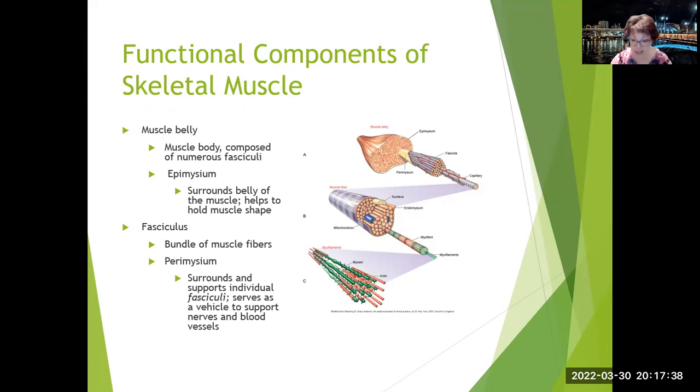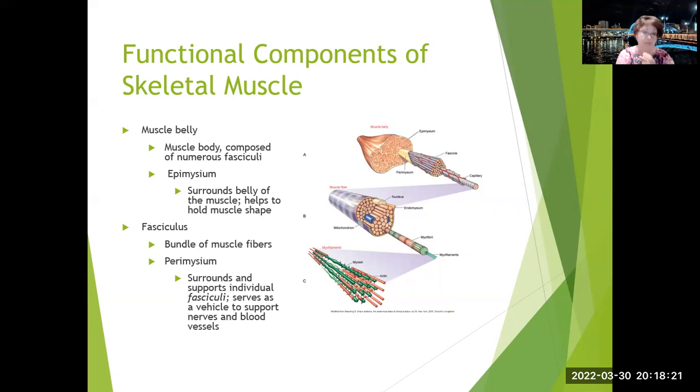So a whole muscle consists of three main components surrounded by a particular type of connective tissue that supports its function. So we're sort of starting from the outside and working our way in. So the body of the muscle, the bulk of the muscle that we think of, so when we think of the biceps brachii, for example, the body of the muscle is the muscle belly, and it's composed of numerous fasciculi. So we'll talk about the fasciculus in a moment.